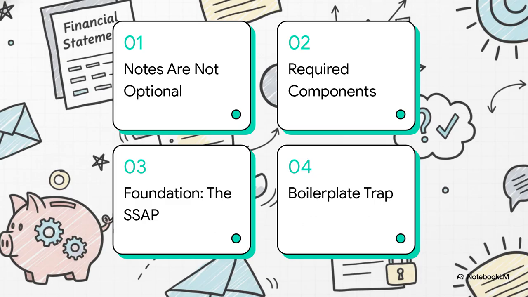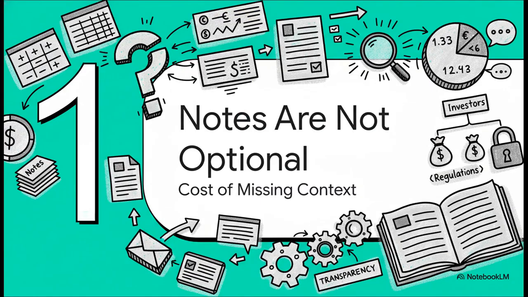So here's our quick roadmap for today's explainer. 1. Notes are not optional. 2. The 6 required components. 3. Foundation, the SSAP. And 4. Avoiding the boilerplate trap. Let's get into it. Section 1. Notes are not optional.